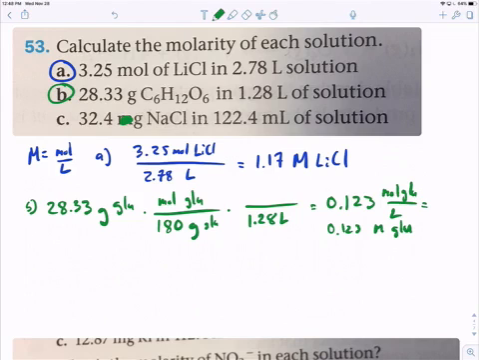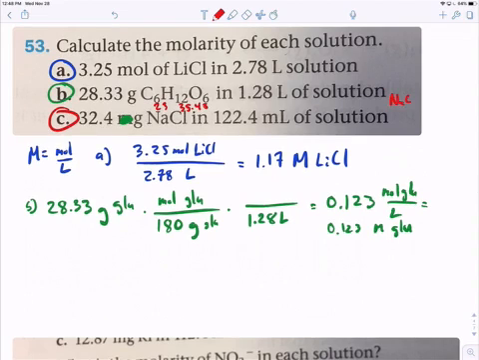So why don't you work on number C. And sodium's 23, chlorine 35.45. So NaCl is 58.45 grams per mole.